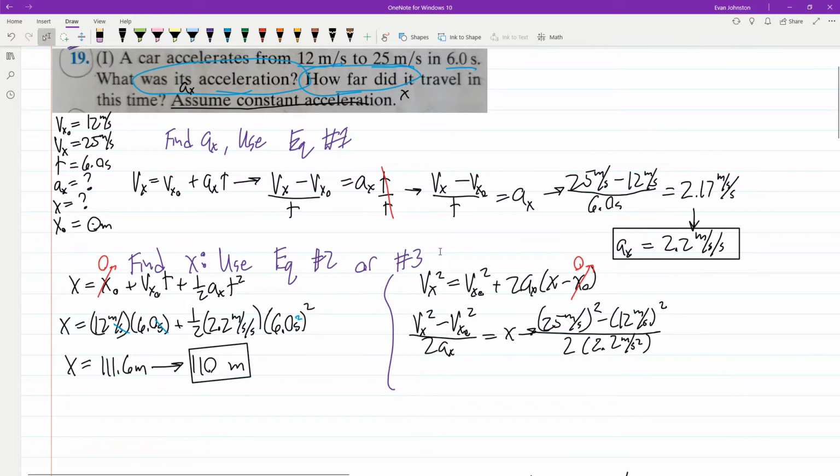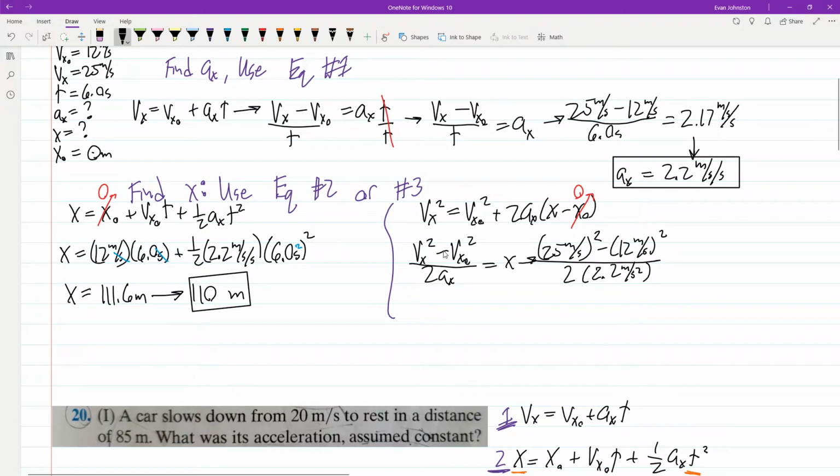Because what this ends up becoming then, if I go down a little bit more, is I have 481 meters squared over second squared. Because when we square this thing, it's squaring not just the 25, it's squaring the meters per second. So that's divided now by, and well, 2 times 2.2, that's 4.4 meters per second squared. So now you can probably see why I wrote it this way. We have second squared up top, second squared up bottom, those cancel.